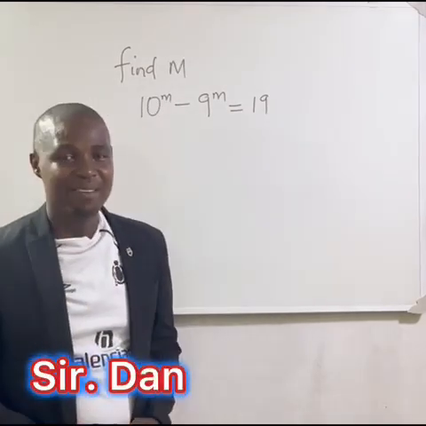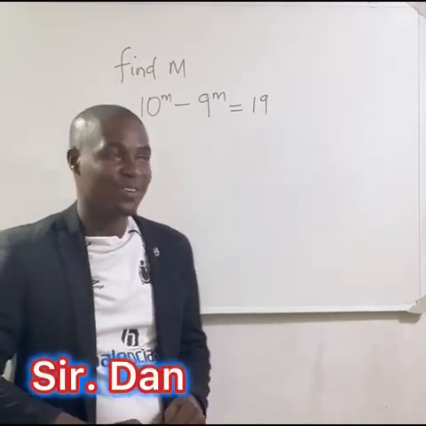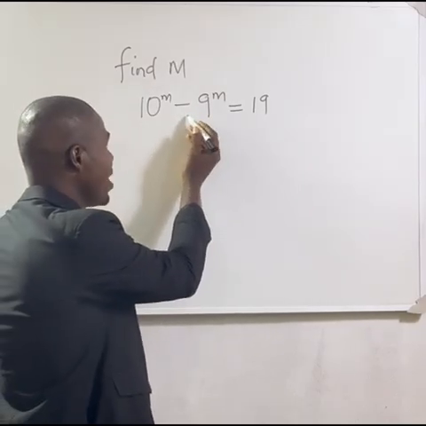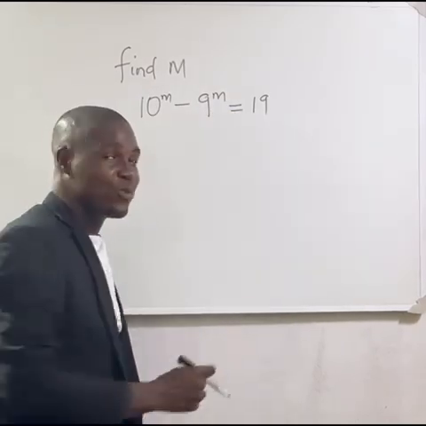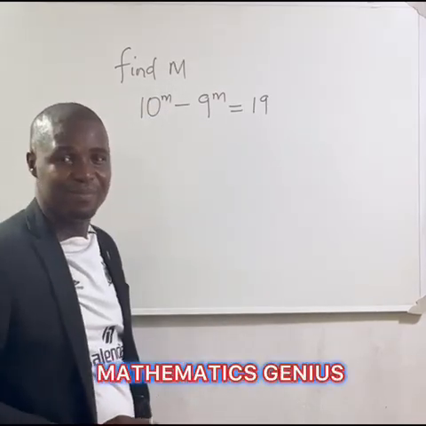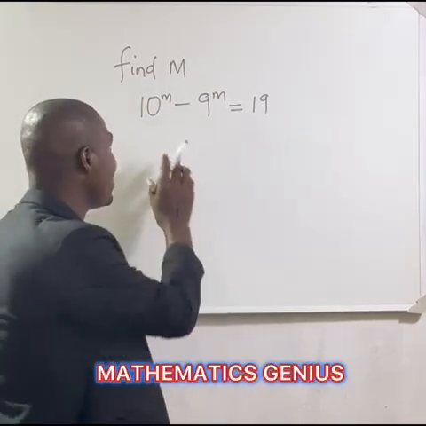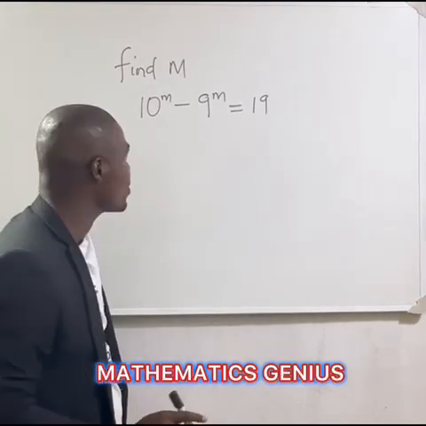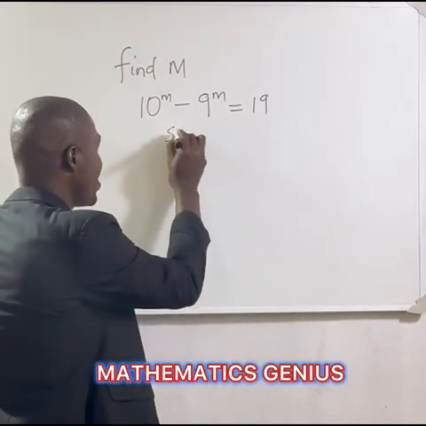This moment we have this Olympiad math on the board. It says 10 raised to the power of n minus 9 raised to the power of n is equal to 19. Here we are required to find the value of n, that is, finding the value of n that will satisfy both sides of the equation. So let's go. We write solution.